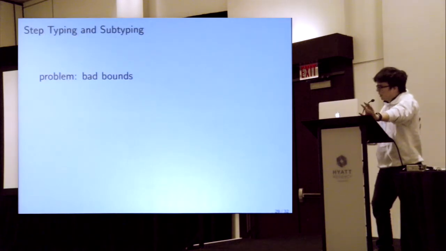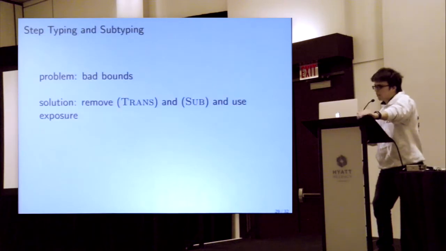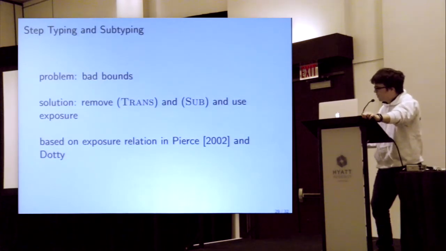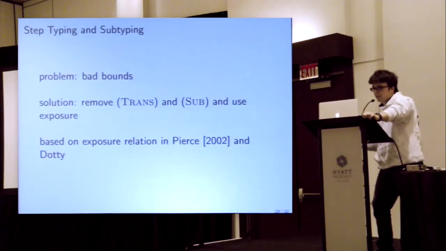Okay, so the second problem can be summarized as: we have this issue with bad bounds, and they make the subtype checks really hard. And the solution is to just remove the transitivity and subsumption rules, and to replace them with suitable uses of exposure where you need to. And this is based on an exposure relation that exists already for F-sub, and on the treatment of type declarations inside DOT.